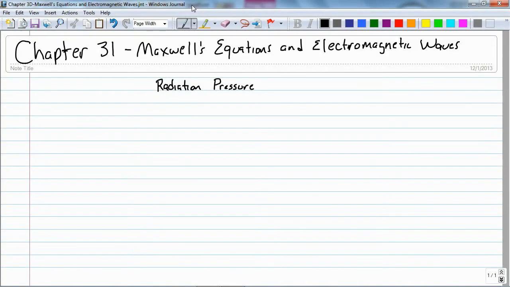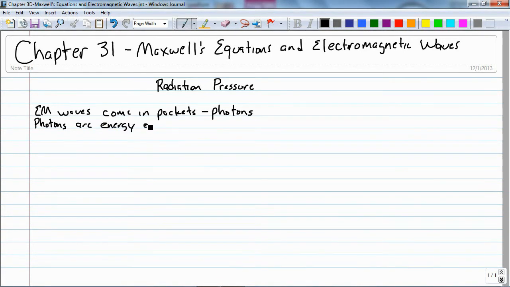Remember from the development of our understanding of electromagnetic waves, we talked about how electromagnetic waves come in packets. And we call those photons. Photons are energy only, with no mass.